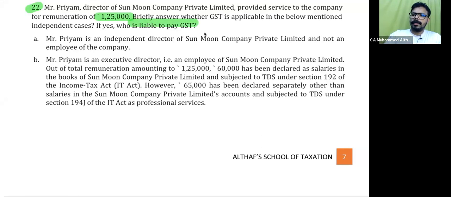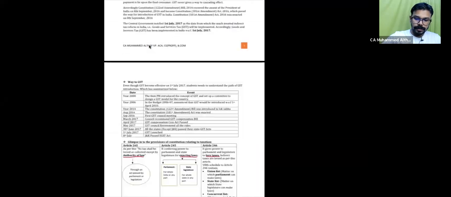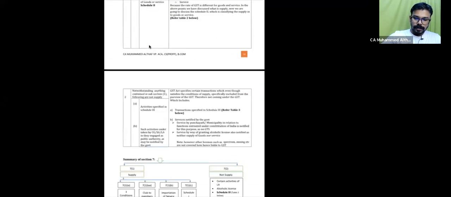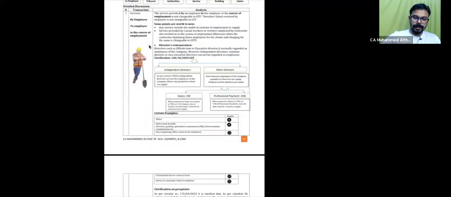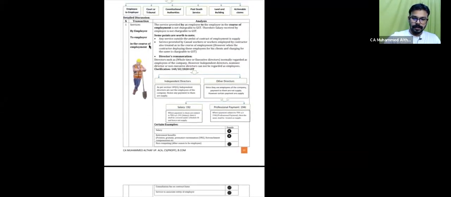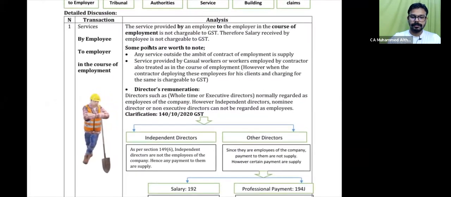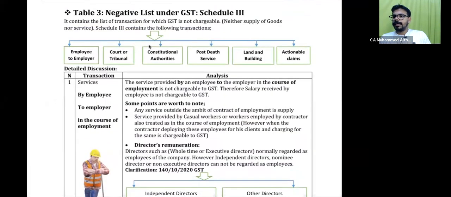Before doing this question, you have to first open your theory book, whatever theory book you're following, maybe my book or maybe anyone else's book. You have to see this theory in your book. The theory applicable here is, okay, we have seen Schedule 3, right? What is Schedule 3, everyone? Schedule 3 is a negative list, right? So that means certain things are not supplied, so that means no GST.